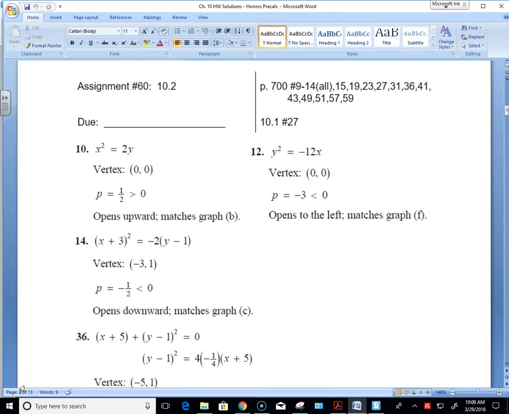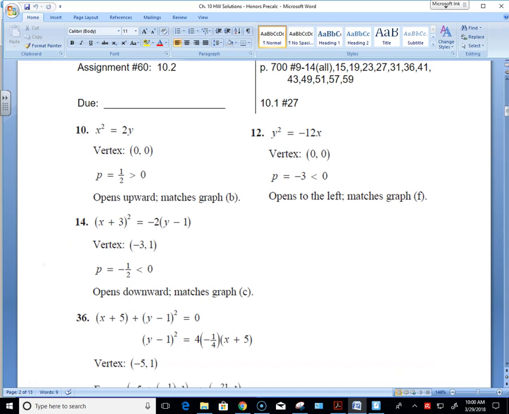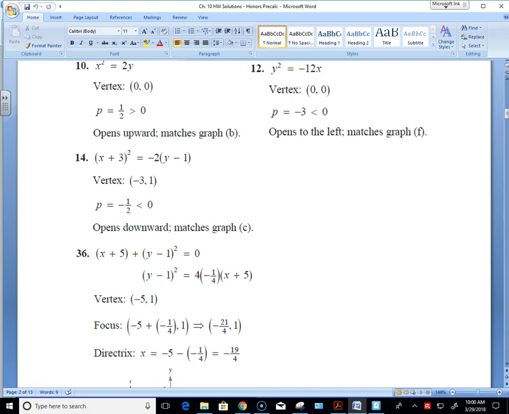I have the test on the brain. Number 10 was B. Number 12 was F. Number 14 was C. They were matching. B, F, C. Number 36, you started getting into equations.